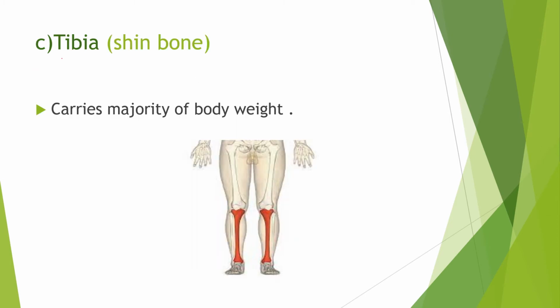Moving to the third bone, that is tibia, and it is also called shin bone because it is present at the shin position. The most important thing about the tibia is that this bone carries majority of the body weight. Whatever your body weight is, the major bone that is carrying your weight of the body, that is tibia. Tibia is present between the knee joint and the tarsals.